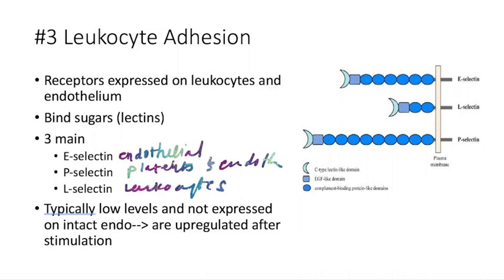Typically, if we weren't being activated for the inflammatory response, there are very low levels of P, E, or L-selectin, and they're not expressed on intact endothelium. So if you don't have a break in the endothelium, you're not going to have these show up. They are upregulated after stimulation, meaning when we have injury, these are going to start sprouting up so that we can get that leukocyte adhesion.